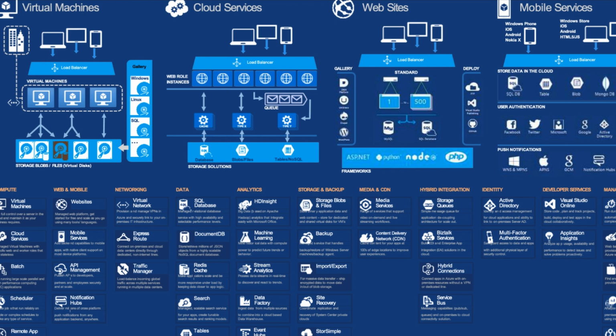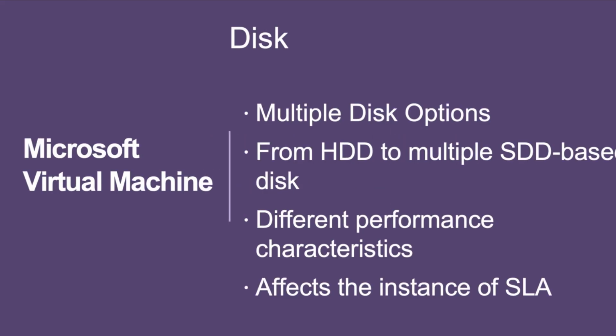I gave you a mouthful. So choosing the right disk ensures your VMs run smoothly and meet the required service level agreements, SLA. And your SLA is an uptime of 99.99%. That's what you're shooting for.